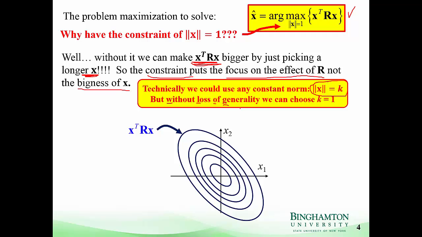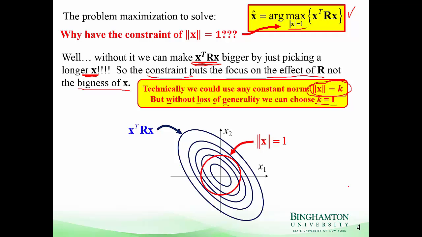I know that's sad. Anyway, without loss of generality, we can choose k equal to 1, so the norm of x is equal to 1 for our constraint. So what are we trying to do? Here's our picture, and let's add this constraint.